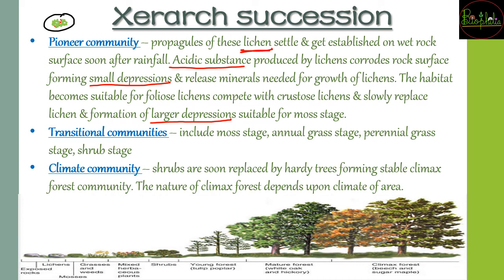That next stage is the moss stage. What is the moss stage? From the lichen stage, now the bryophytes enter the rocky area. After the bryophytes, the grass stage comes. Then perennial grass will come. Perennial means that most of the time there will be grassy area, whether it is summer, winter or monsoon. Grass will always be there.